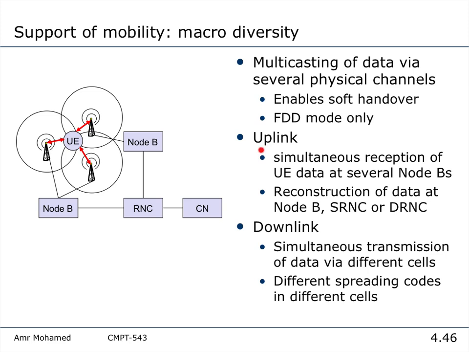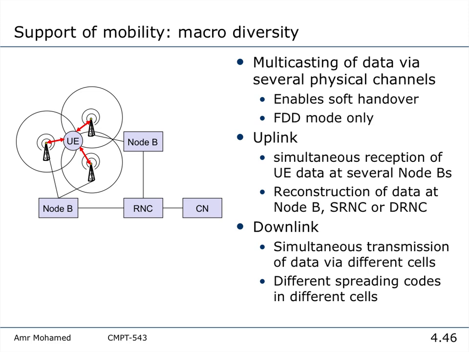And that happens in uplink and downlink. So in uplink, we have simultaneous reception of UE data at several nodes. So in the uplink, all these 3 nodes will receive the same signal that comes from the user. And then these signals will get mixed and aggregated here to increase the reliability of the end-to-end transmission.